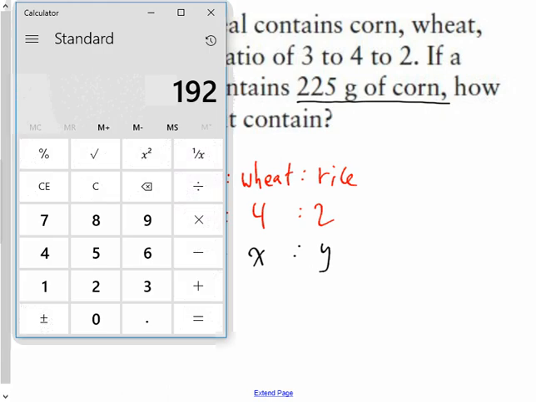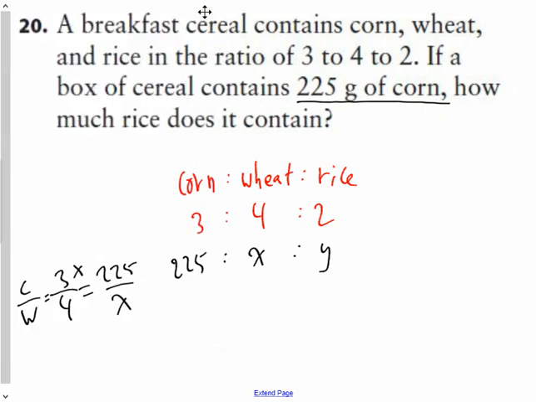Take 225 and divide it by 3, and that will tell me my multiplier, correct? So if I divide that by 3, it tells me that 3 times 75 is 225. And therefore, if it's proportional, and I multiply the second term by 75, I will get that x is equal to 75 times 4, which is 300. Okay. So the way I could solve that is by putting it in those terms.